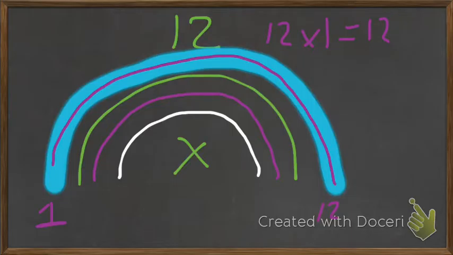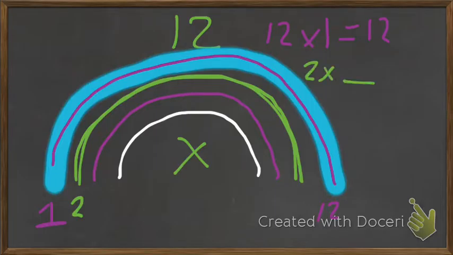If we do the same for the number 2, for example, 2 will go along the green line of our rainbow. What number multiplied by 2 gives us 12? 2 multiplied by something gives us 12. And the answer to that is 6. So 6 will go here.